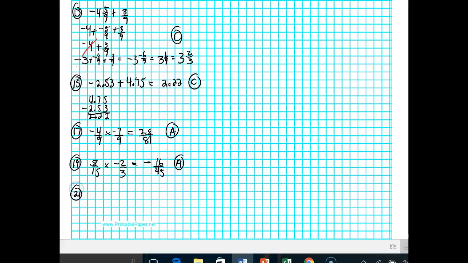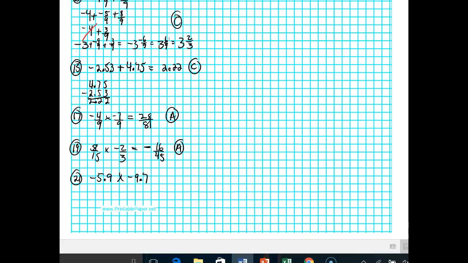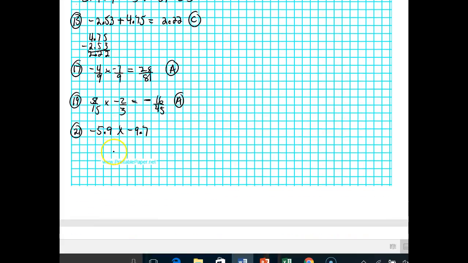Question 21. Negative 5.9 times negative 9.7. So we're just going to have to do a little bit of multiplication here. So this will be our bottom one here. So I'll say 9.7 times 5.9. 9 times 7 is 63. Carry your 6. 9 times 9 is 81 plus 6 is 87. Lay an egg. 5 times 7 is 35. Carry 3. 5 times 9 is 45 plus 3 is 48.